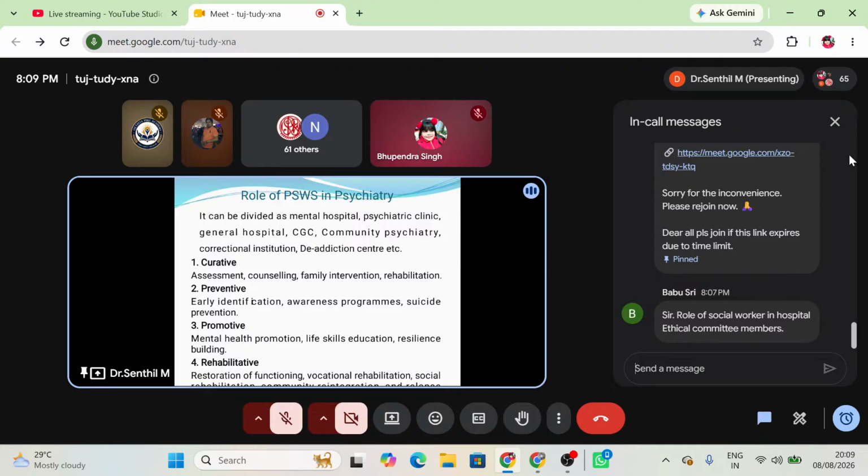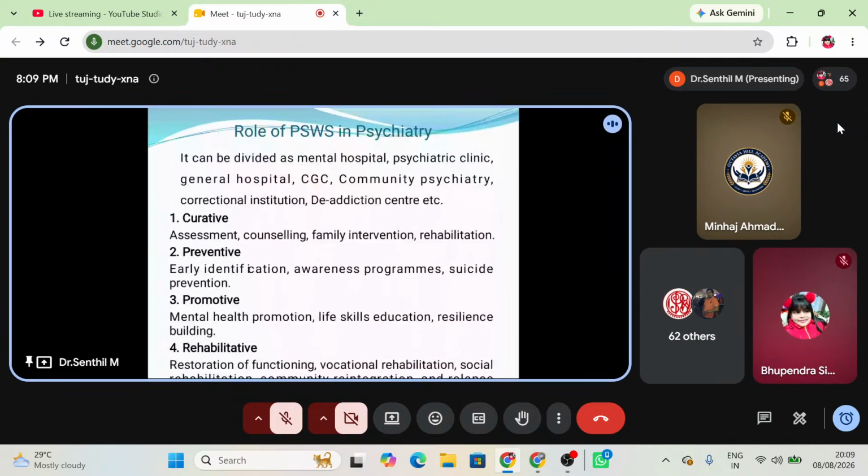Then the last one is rehabilitation. Rehabilitation begins with an important question: what happens after the acute symptoms? After treating the patient, the patient may become clinically stable, but may still have difficulty returning to work. He may not be able to do what is expected from society. So integrating the patient through rehabilitation work comes under the rehabilitation role.